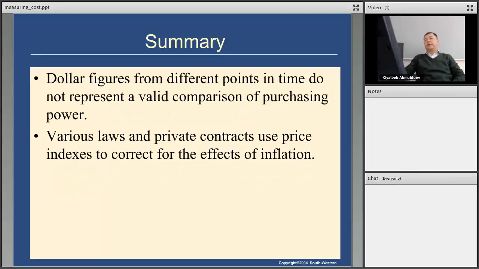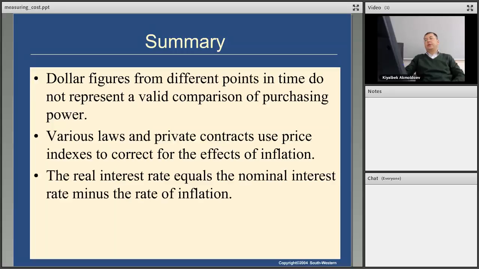So dollar figures from different points in time do not represent a valid comparison of purchasing power. Various laws and private contracts use price indexes to correct for the effect of inflation. The real interest rate equals the nominal interest rate minus the rate of inflation.